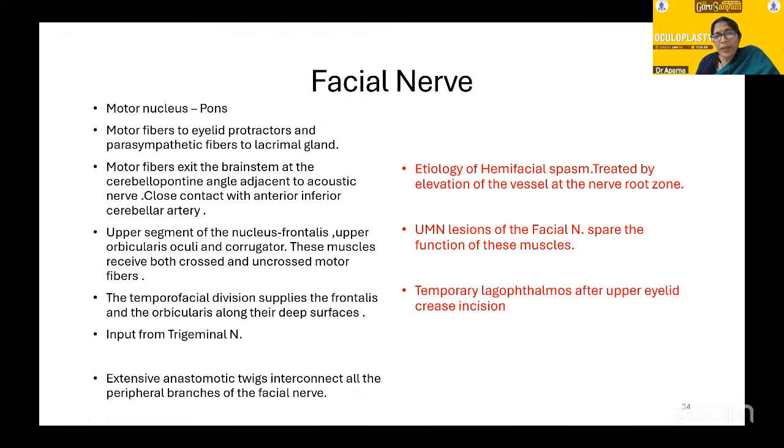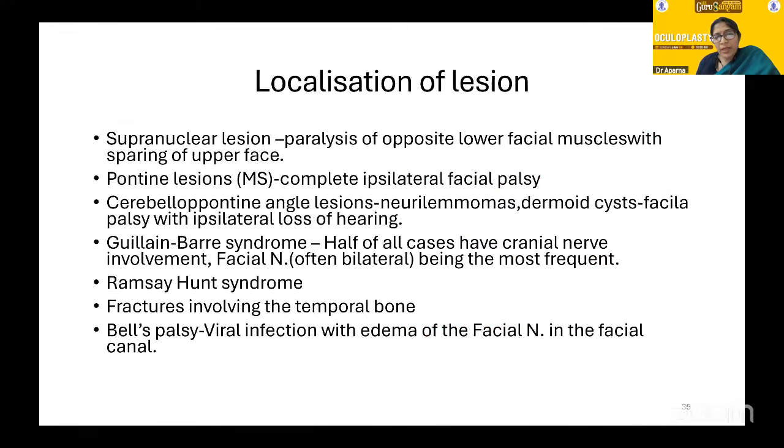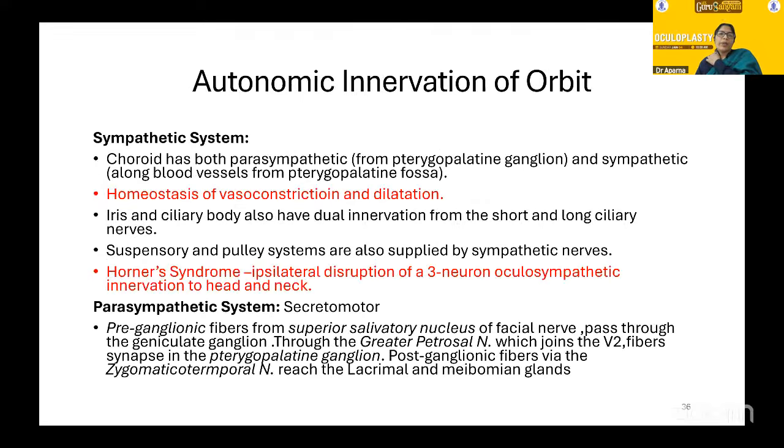So we'll not be looking at the facial nerve. Going on straight away to the autonomic innervation of the orbit. So autonomic consists of the sympathetic and the parasympathetic. The sympathetic helps in homeostasis because of the vasoconstriction and dilatation of the uveal vessels. And something called Horner's syndrome affects the sympathetic system. So the ipsilateral destruction of 3-neuron oculosympathetic innervation to the head and the neck is what is the Horner's syndrome.